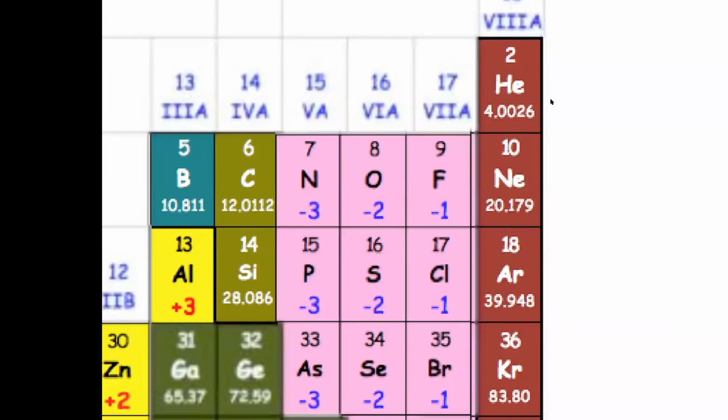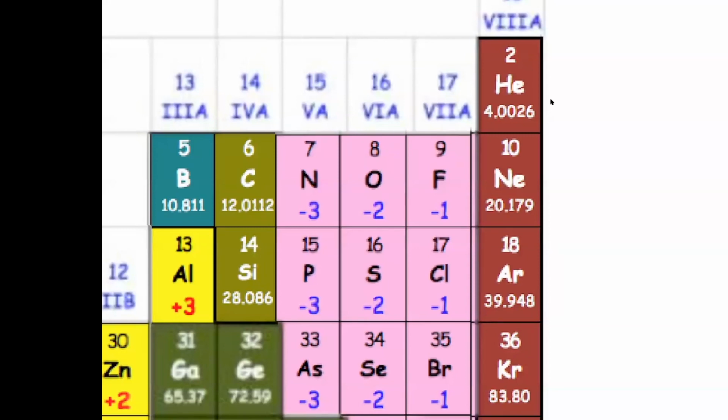That's why you see at the very bottom of each symbol what their common charge is. Nitrogen's common charge is -3, but there are some compounds in which nitrogen is -1, or some compounds in which nitrogen is -4.